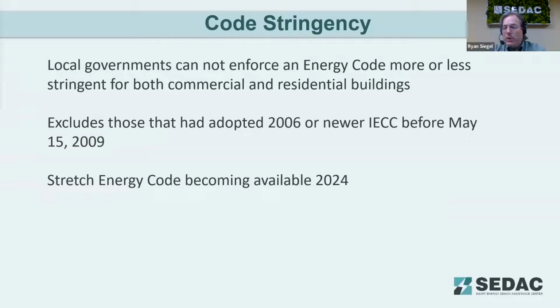So something to be aware of is with this code update cycle, part of this has been as part of the new energy legislation that was passed a couple of years ago. And what this is that local governments will no longer be allowed to enforce energy codes more or less stringent for both commercial and residential buildings. Previously, local governments did have some flexibility on the commercial side, but not residential. Now both commercial and residential are restricted.